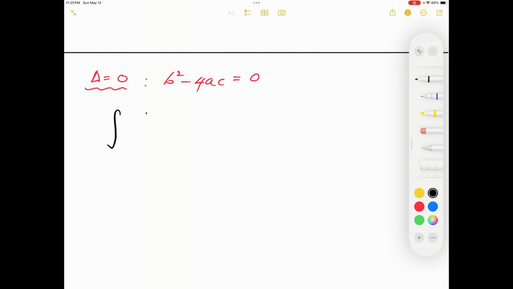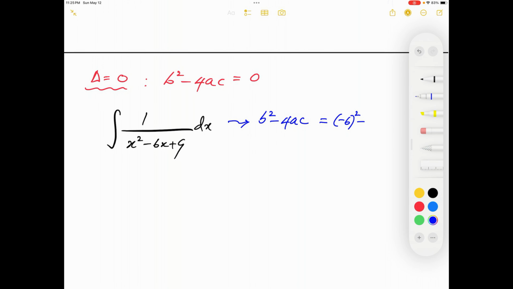Let's say we need to evaluate the integral 1 over x squared minus 6x plus 9 dx. Now in this case, we can see that a equals 1, b equals negative 6, and c equals 9. So b squared minus 4ac will be equal to negative 6 squared minus 4, a is 1, c is 9. So if I simplify all that, I get 36 minus 36, which is equal to 0. Alright, therefore we can write this denominator right here as a complete square.